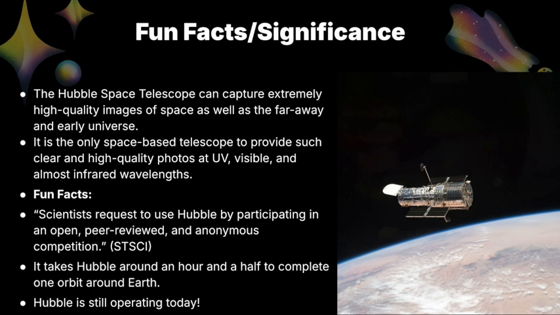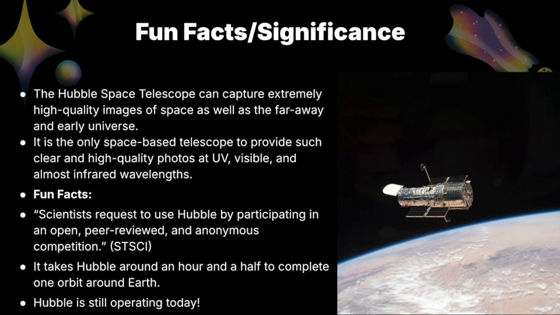And then some fun facts and significance. The Hubble Space Telescope can capture extremely high-quality images of space as well as the faraway and early universe. It is the only space-based telescope to provide such clear and high-quality photos at UV, visible, and almost infrared wavelengths, which you just learned about in class not too long ago.